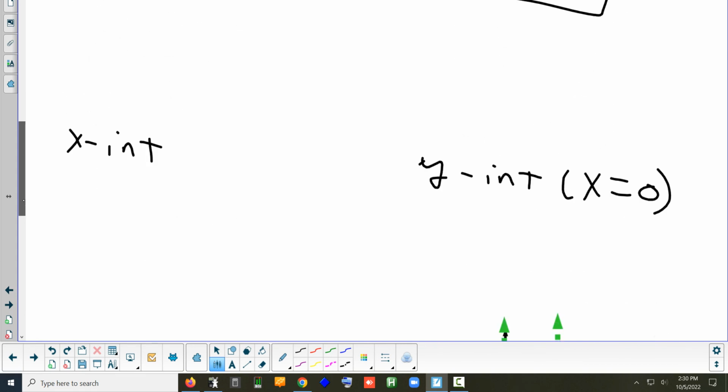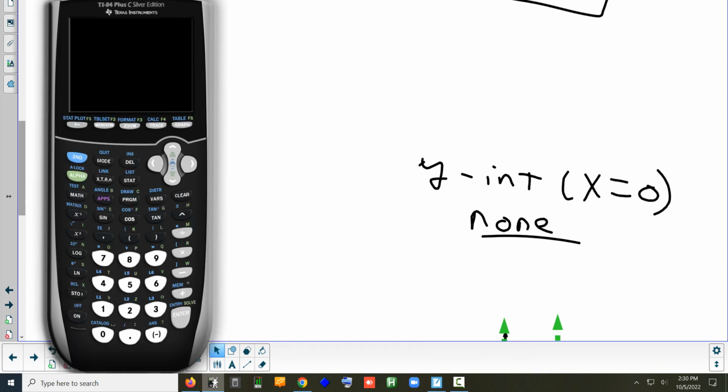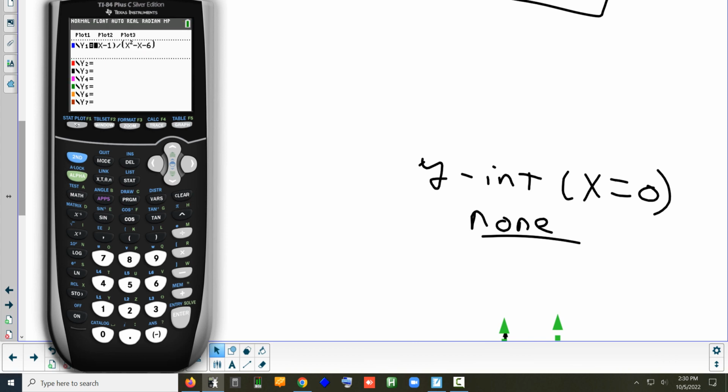So what do you think that means about my y-intercept? You don't have one. I don't have one. This graph will never cross the y-axis. So that's what I mean by sometimes that's not helpful. All right, let's put it on the calculator so we can finish it up.